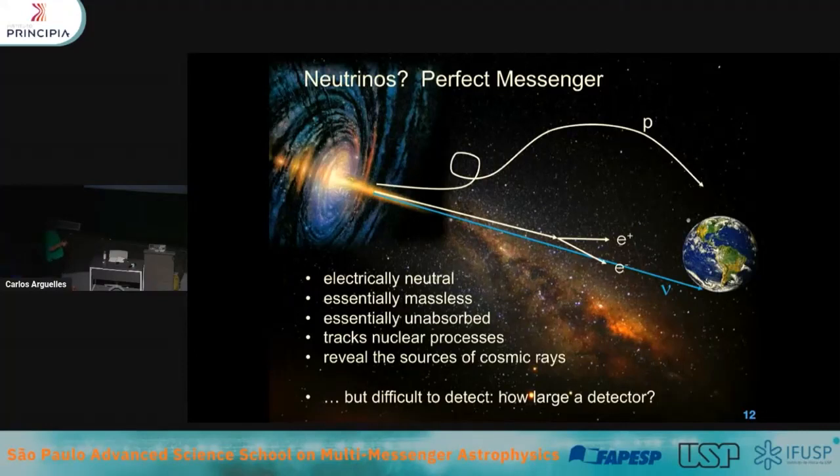If we are able to see these neutrinos, they hopefully reveal the sources of cosmic rays, or maybe they reveal something that we already know about. Maybe something totally unexpected is in that dark regime. But there is a downside. The downside is that because they are unabsorbed, the cross-section is very small, and they're very difficult to detect. So you need a very large detector.